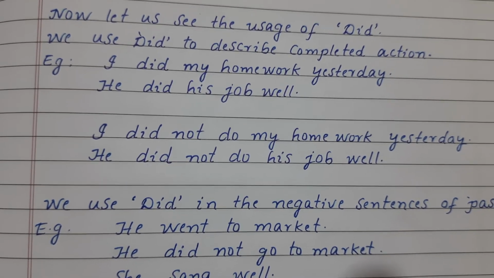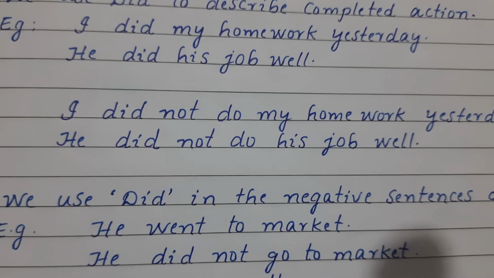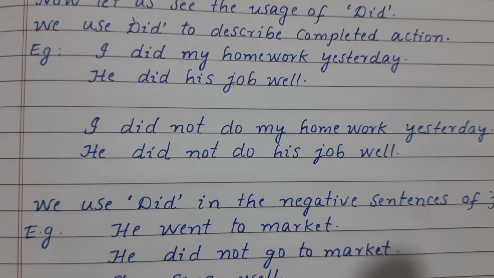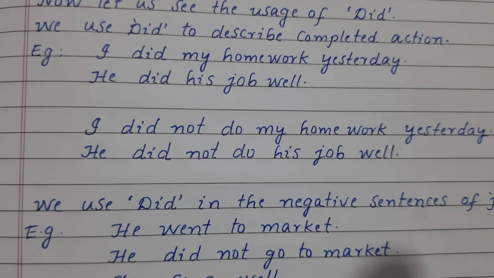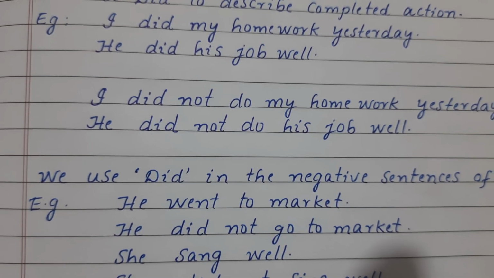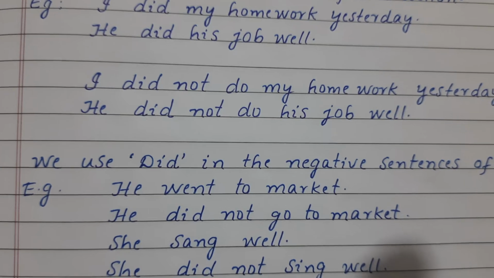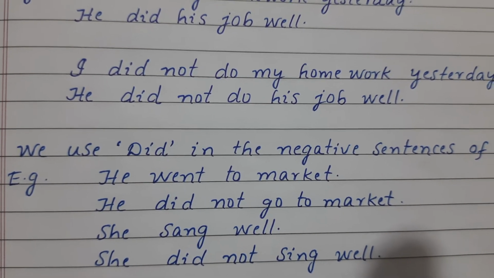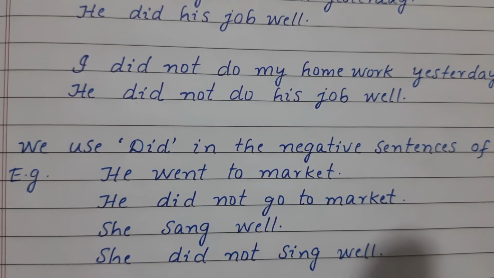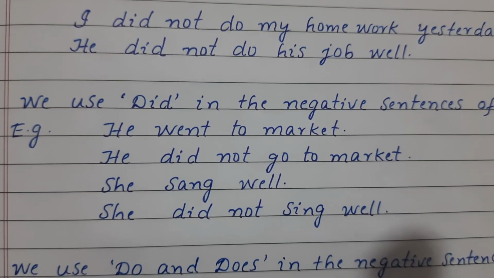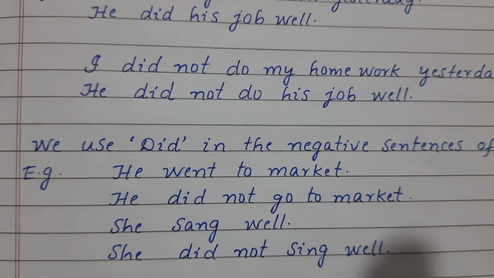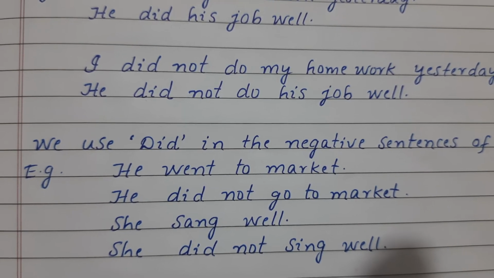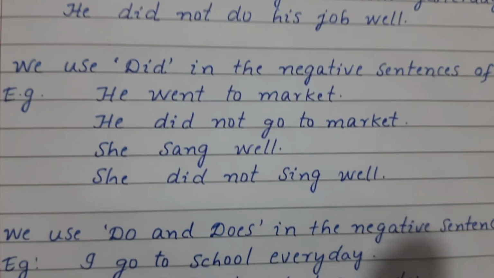He went to market. This is a positive statement. What is the negative sentence for this sentence? He did not go to market. She sang well. Negative sentence is she did not sing well. I ate an apple. Negative sentence is I did not eat an apple. I spoke well. Negative sentence is I did not speak well. I taught English. Negative sentence is I did not teach English.